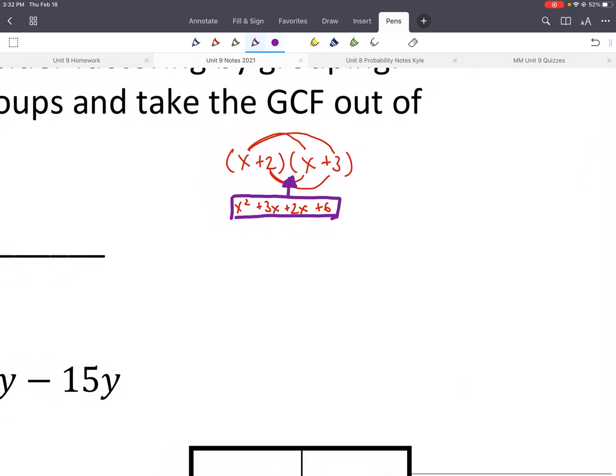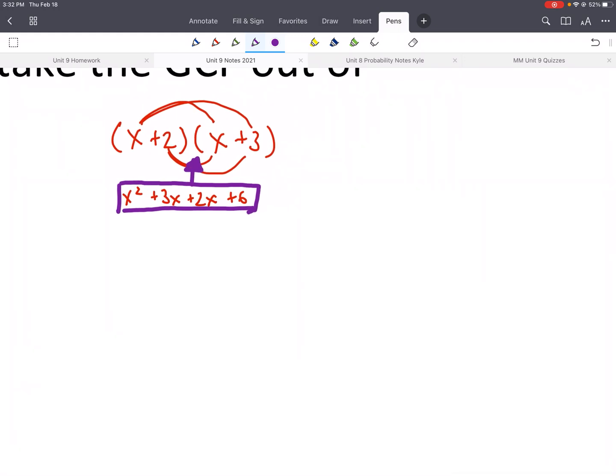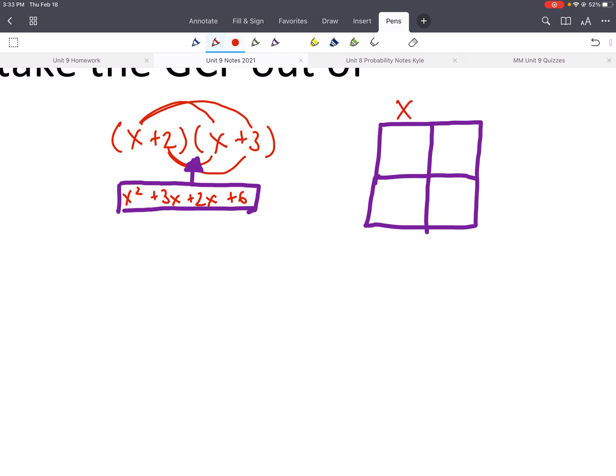Another way that we distribute was using a box method. Since this is a binomial times a binomial, we did a 2 by 2, with x plus 2 and x plus 3. And we would multiply: x times x is x squared, x times 2 is 2x, 3 times x is 3x, and 3 times 2 is 6. So this is all multiplication. This is just a quick review.